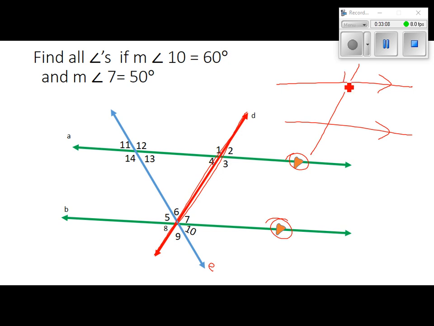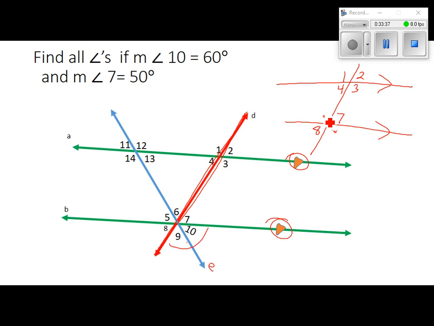I got angle 1, angle 2, angle 3, angle 4. Angle 7 goes right here. Here's where you got to be careful. This is not angle 9 or angle 10. It's the two of them together. This is angle 8 over here. This is not angle 5 or angle 6. It's the two of them together. So we can't really mark them. We can find out what they are, but we can't really mark them.